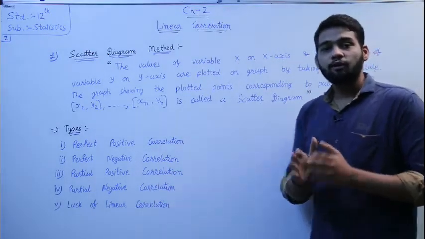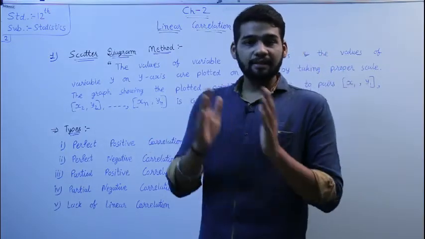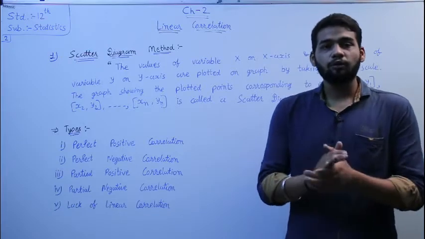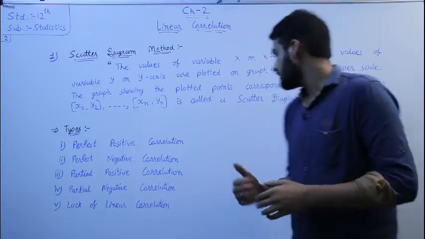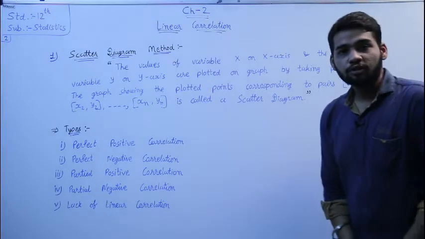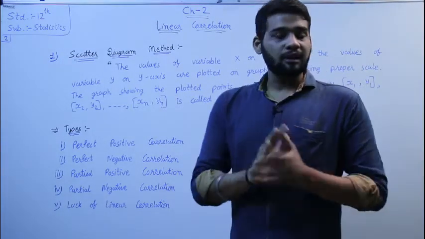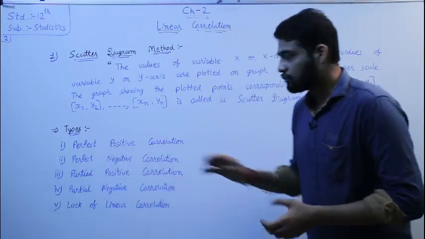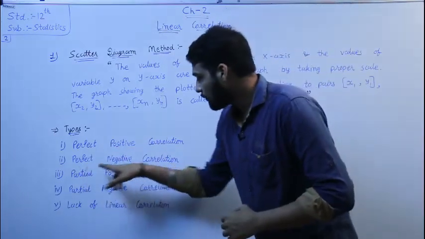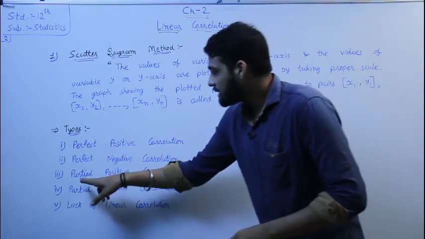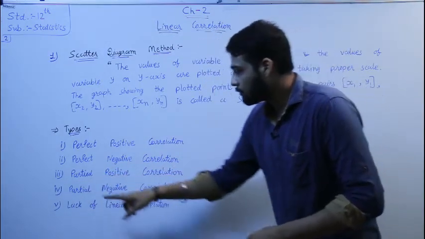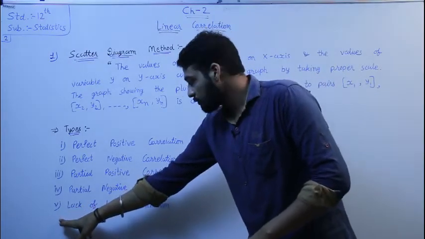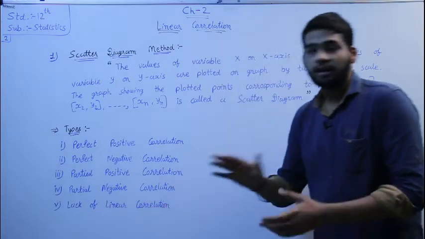The values of the x variable on the x axis and the values of the y variable on the y axis are plotted, and the graph we get is known as our scatter diagram. In this method we have five types of diagram. First is perfect positive correlation, second is perfect negative correlation, third is partial positive correlation, fourth is partial negative correlation, and the fifth type is lack of linear correlation.